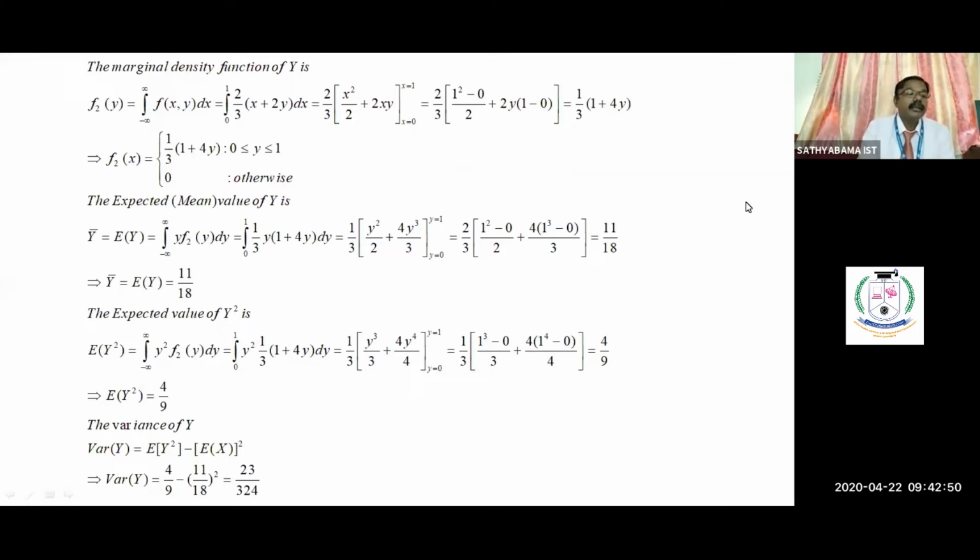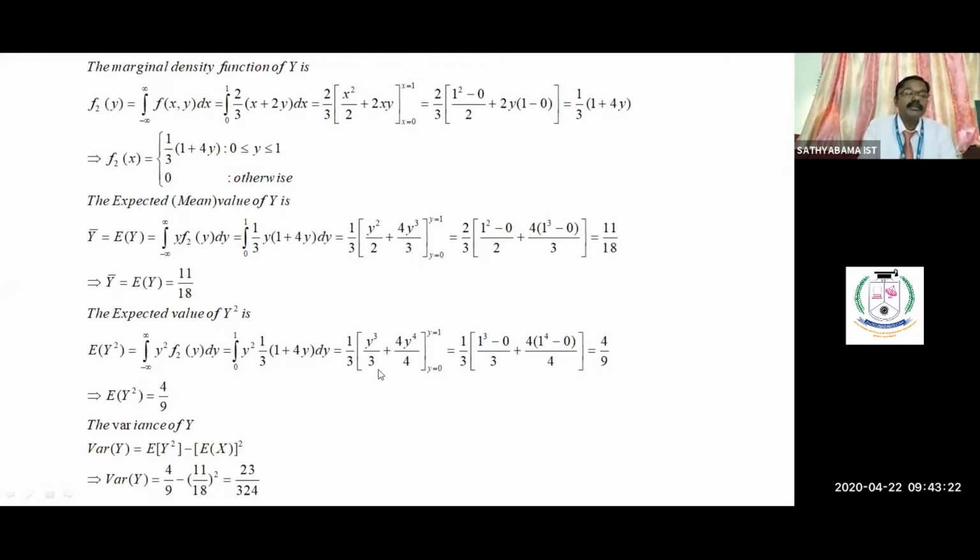Next, we have to find the expected value of y square. That is the last third line. That is E of y square equal to integral minus infinity to infinity. By definition, E of y square means y square f2 of y. Integral 0 to 1 of y square times 1 by 3 (1 plus 4y). 1 by 3 (1 plus 4y) is nothing but the marginal density. Again, in the integration 1 by 3 is constant, we can take it outside. That is 1 by 3 times the integral for y square.